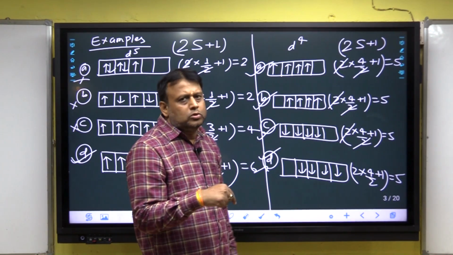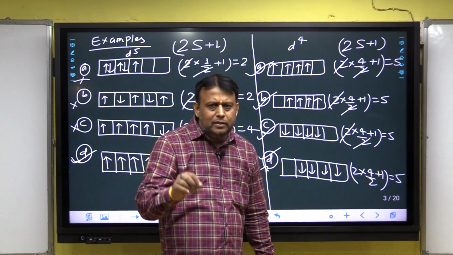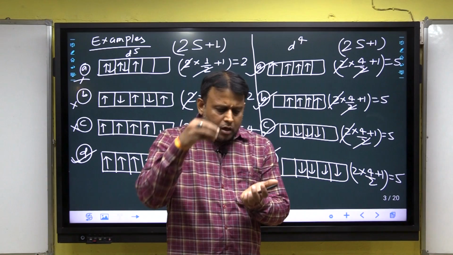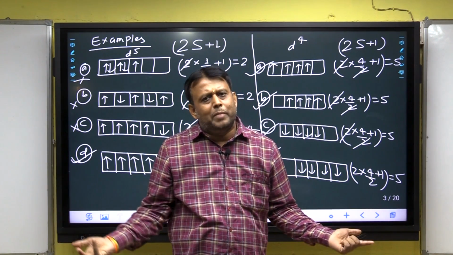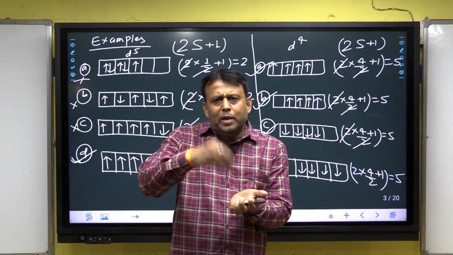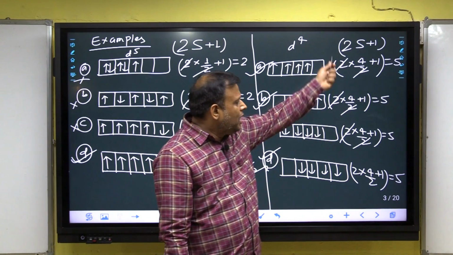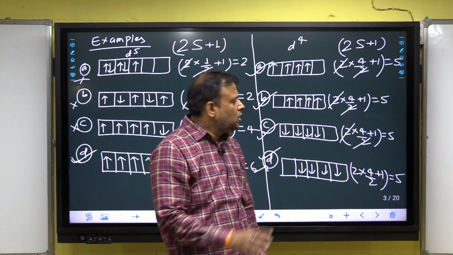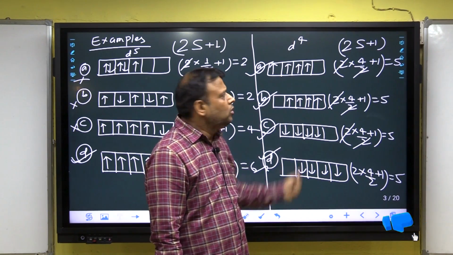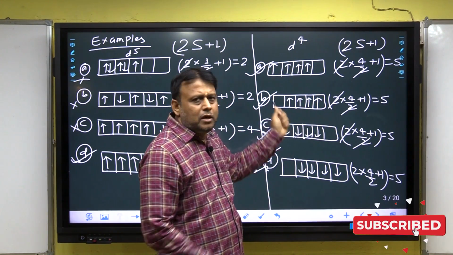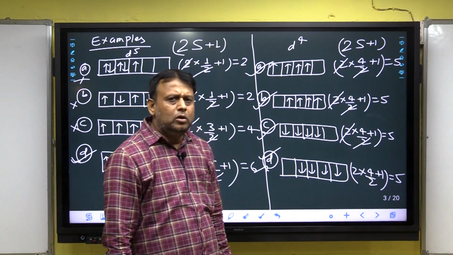But according to Hund's rule, because in Hund's rule it is written, electrons are filled in such a way as to give maximum spin multiplicity, and in all 4 options there is maximum spin multiplicity. Hence, according to Hund's rule, all 4 types are correct. Clear? Hund's rule, I am repeating.